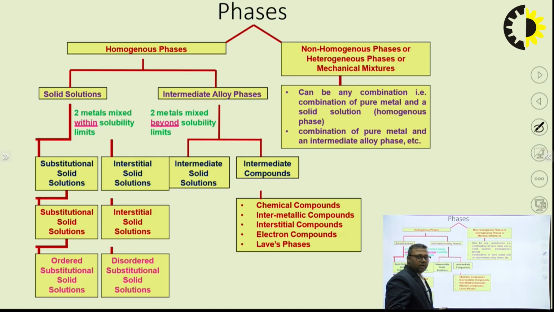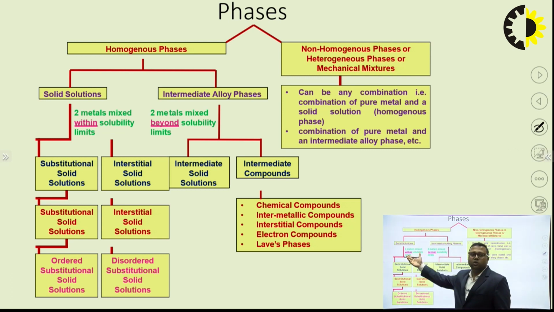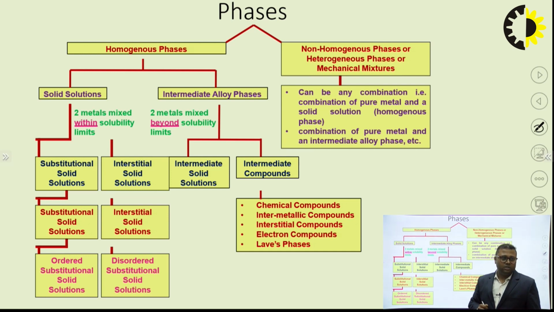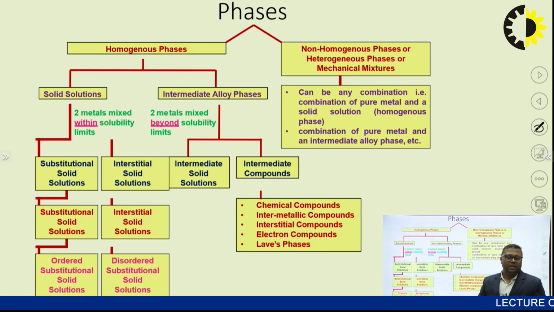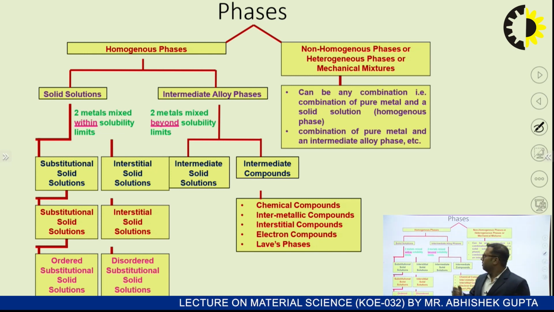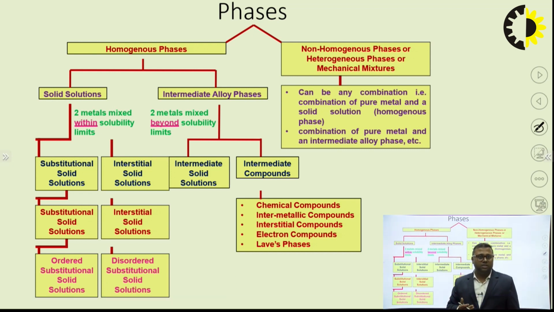So phases can be classified as either homogeneous phases or non-homogeneous phases. Homogeneous phases are further classified into solid solution and intermediate alloy phases. Solid solution means two metals mixed within the solubility limit, and that type of solution is known as a solid solution. Whereas two metals mixed beyond the solubility limit form phases known as intermediate alloy phases. Solid solutions are further divided into substitutional solid solution and interstitial solid solution, and intermediate alloy phases are further divided into intermediate solid solution and intermediate compounds.